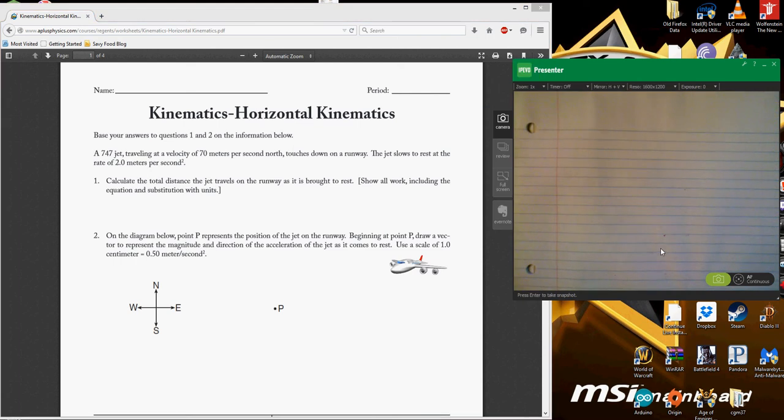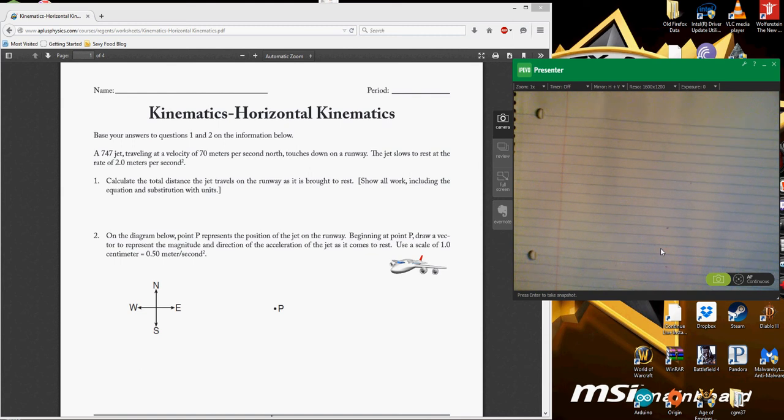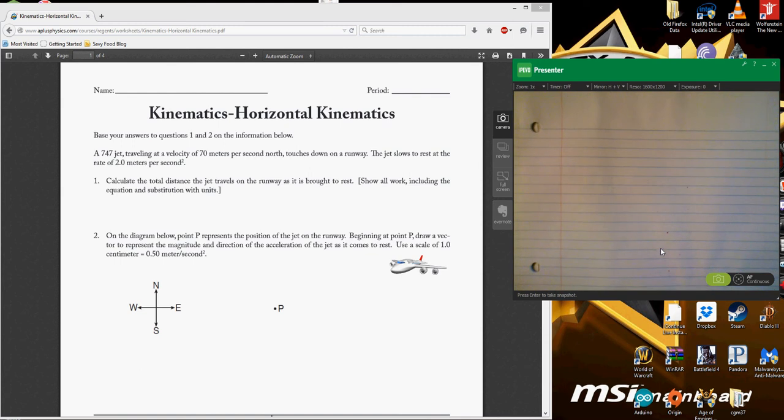Alright, then next is we're going to talk about horizontal kinematics, which is the linear problems. We're going to start with the first one again, because it does cover a lot of the components. If you choose a different question to do, a lot of the same sample problems are going to be based off of this one.